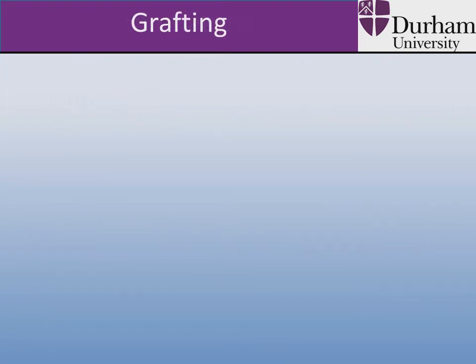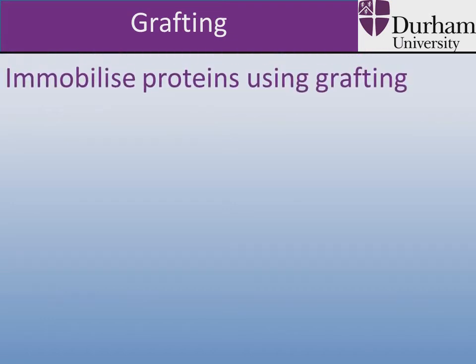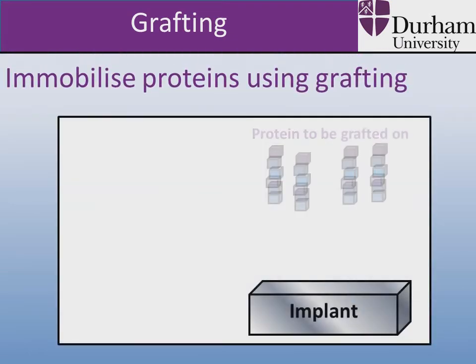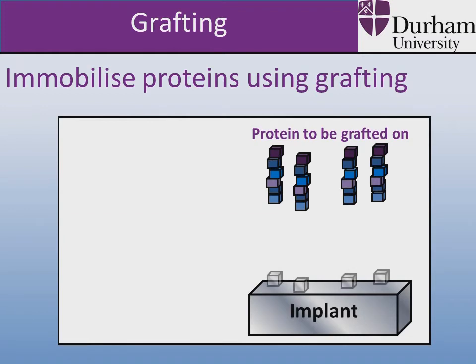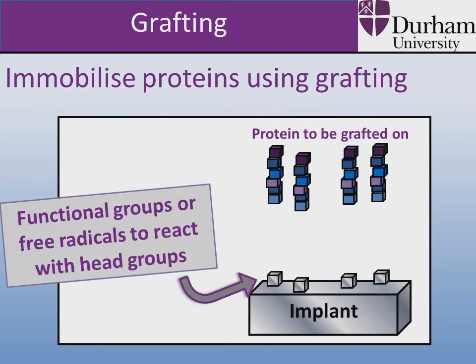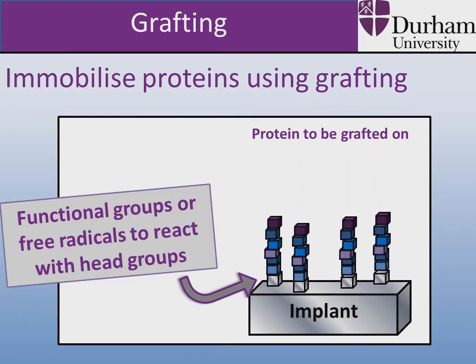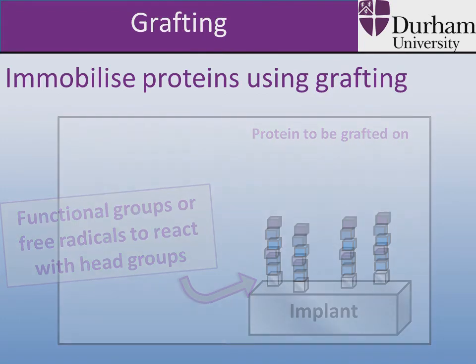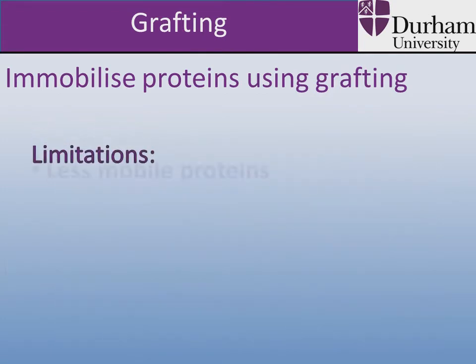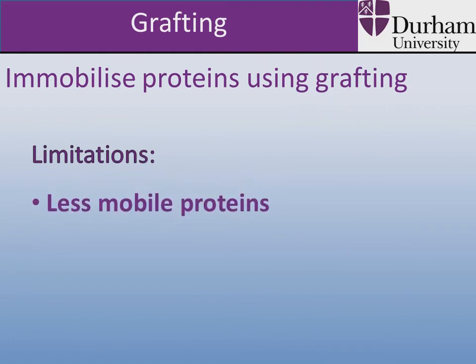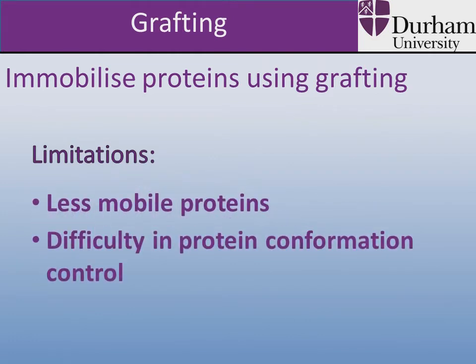Grafting can be used, which involves activating the surface with methods such as UV radiation, plasma, or chemical reactions, so that proteins can then react on. The limitations with this technique are that the proteins immobilized will be less mobile, and it can be difficult getting them in the correct conformation.